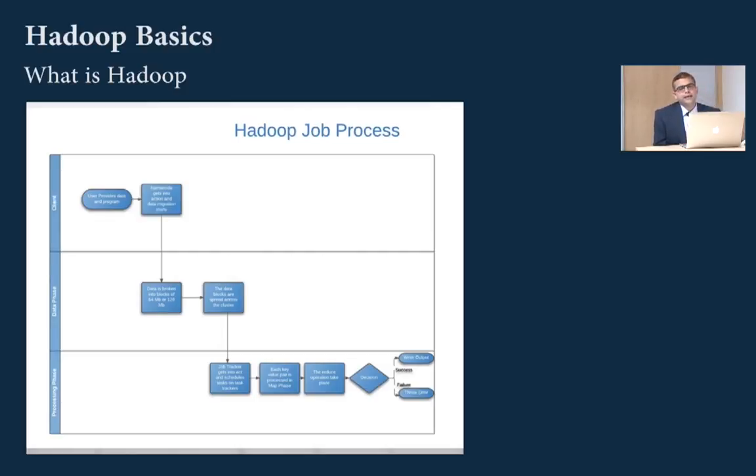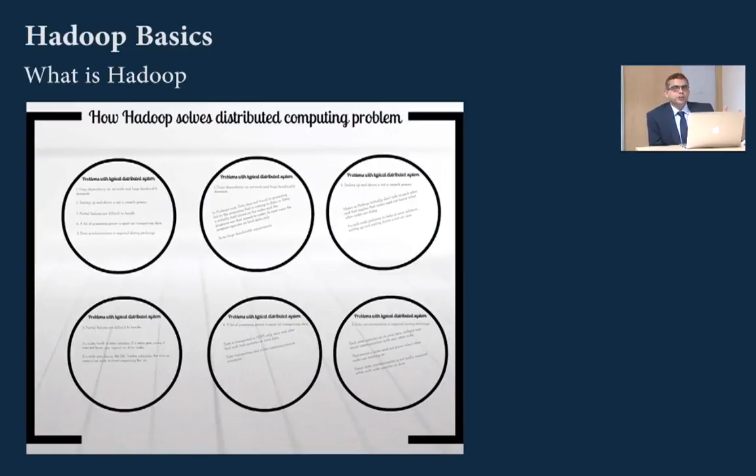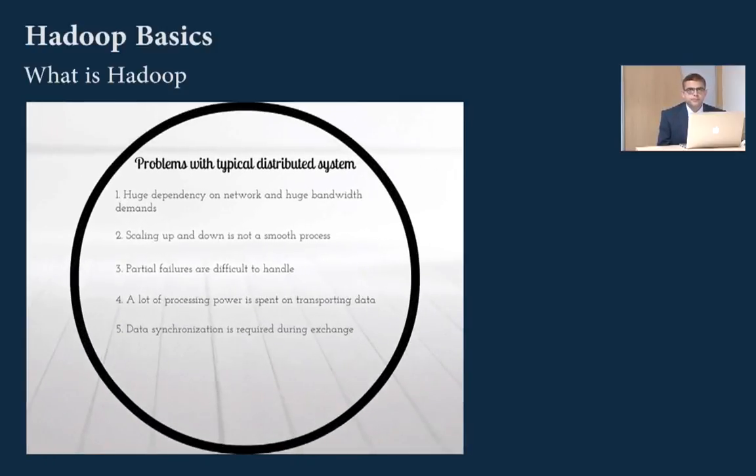Let's quickly talk about the fact that in the previous video we saw that the first level of distributed system which had centralized storage was awesome, but Hadoop is better than that because there were 5 problems in the first system, that is a centralized storage. Let's see how Hadoop is better than the centralized SAN system. In the previous generation system, there were 5 problems: huge dependency on network, scaling up and scaling down was not a smooth process, partial failures were difficult to handle, a lot of processing power was spent on transporting data, and data synchronization was required.